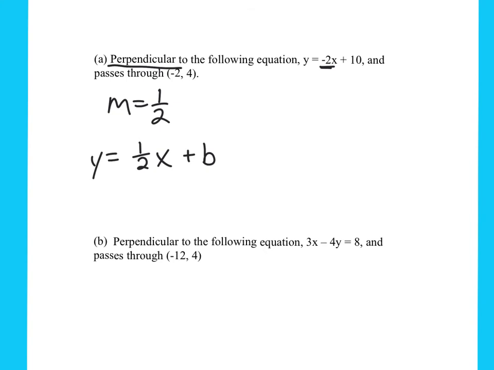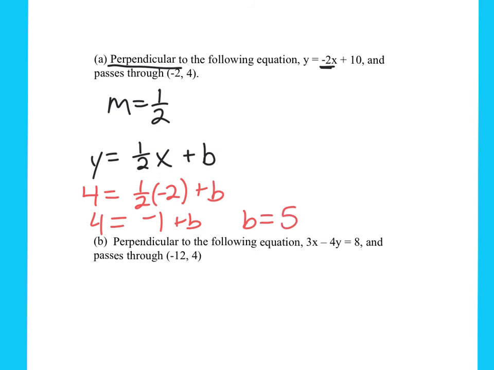Plug in what? Yep, so 4 equals 1/2 times -2 plus b. What is 1/2 times -2? -1. And how do I get b by itself? So my equation is y equals 1/2 x plus 5. Perfect.